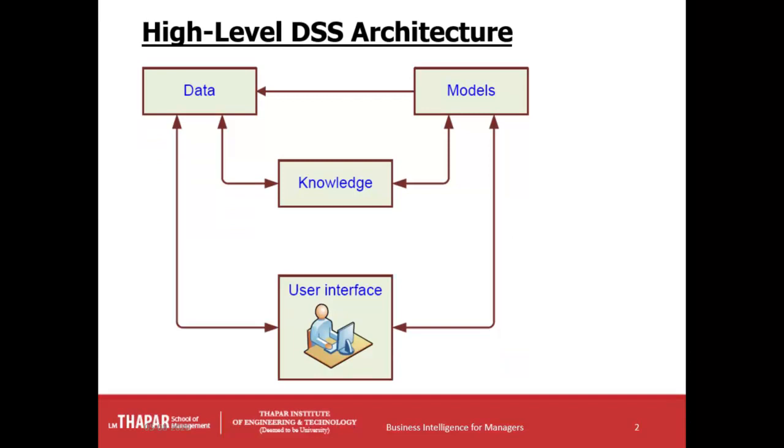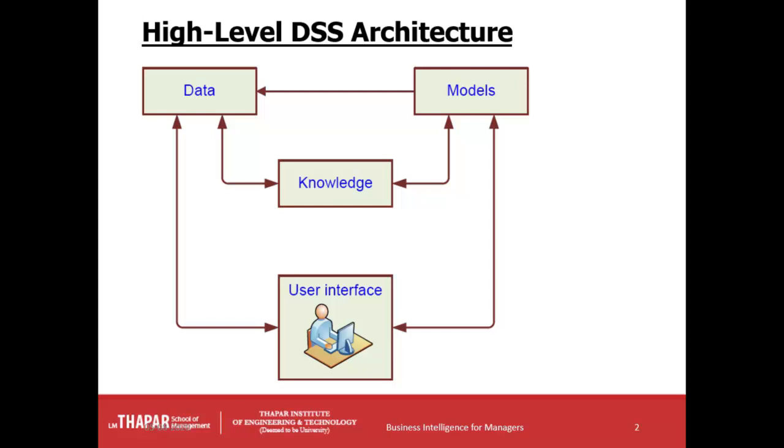Talking about the high level DSS architecture, a typical DSS architecture has four key elements or four key components: the user interface, the data, the models, and the knowledge. The user interface is the interactive interface that comes in front of the end user, with the help of which the user interacts with the decision support system.